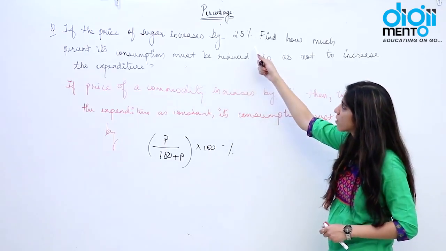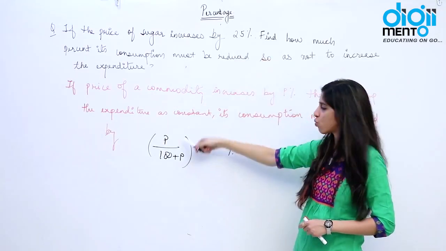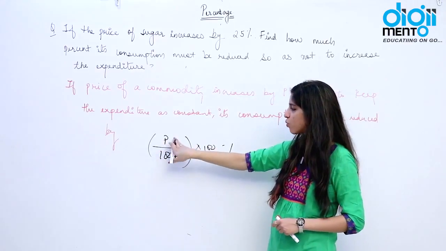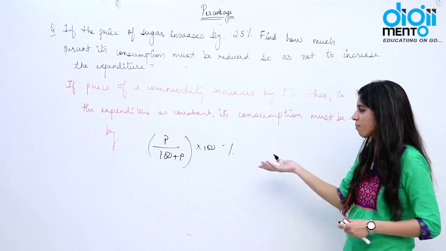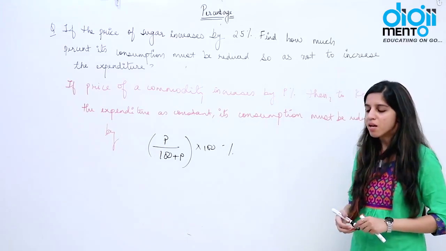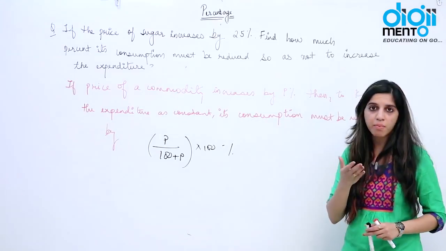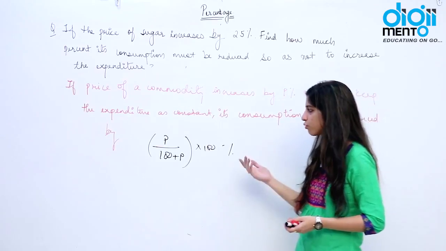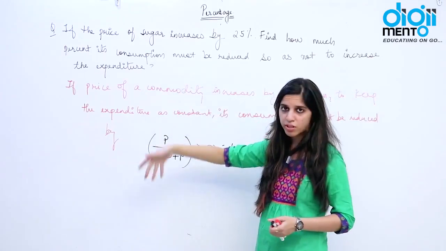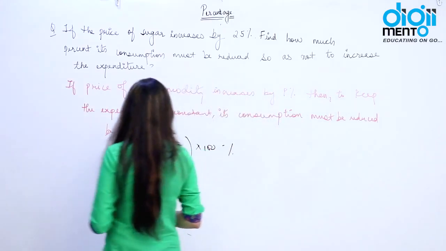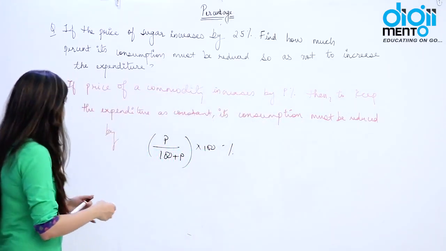If the price of sugar increased by 25%, here the value of P was 25. If you just put it in this, 25 by 125 into 100 is also going to give you the same answer, that is 20% only. So people who can remember very well, who are very good with formulas, you can just remember this formula, and for others I have already told you the shortcut. Fine. So there you can make a change here.